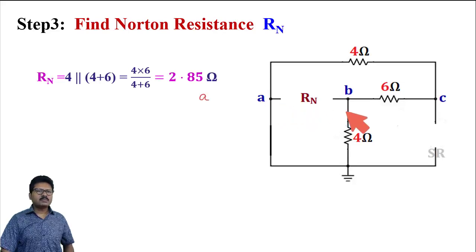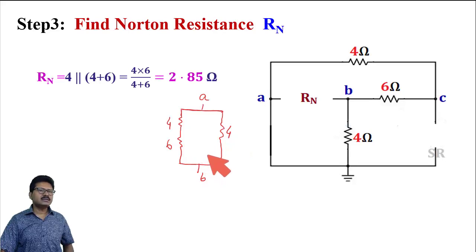A is one point and B is another point. So we will start from A and we will finish at B. From A, one path is 4 ohm and 6 ohm. Another path is through 4 ohm. And ultimately these two paths combine at point B.